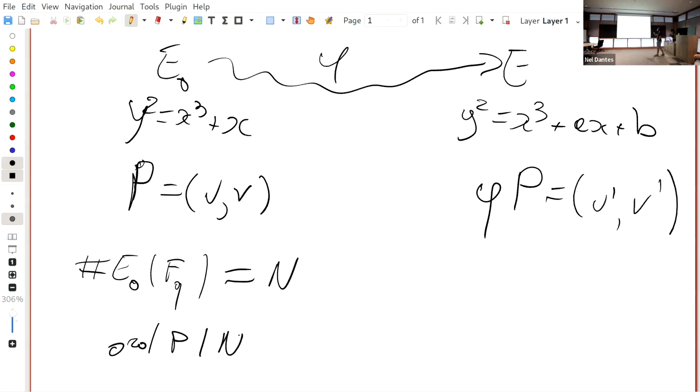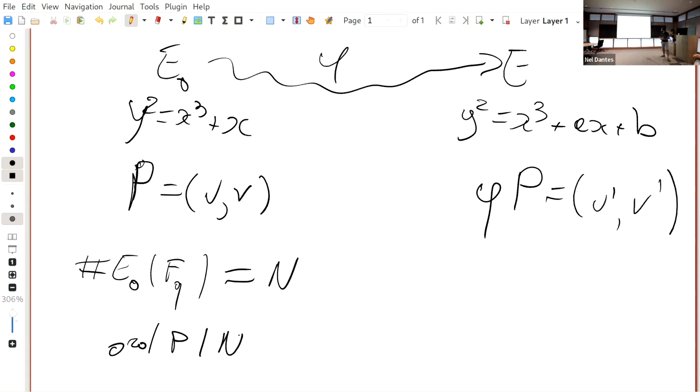Does everyone know what the order of a point means? Raise your hand if you know what the order of P means. Okay, looks good. Lots of hands raised. So yeah, this means that if I multiply the point by N, I will get the identity element of my group.